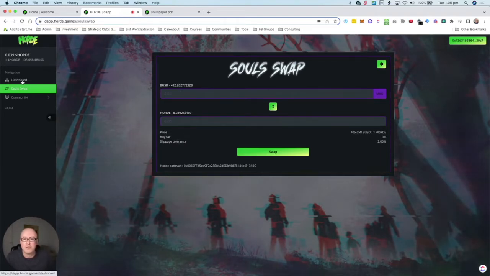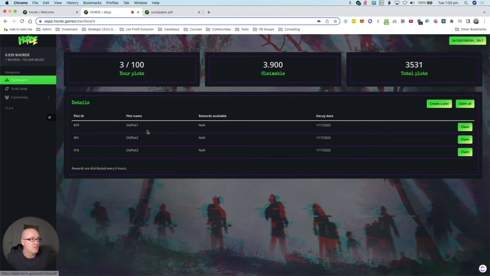Then you go to the dashboard and you use your HORDE to buy a plot by clicking on this button here, create a plot. Now, each plot costs 10 HORDE. So there's your minimum investment. You can't buy part of a plot. You can only buy a whole plot. As you can see, I've got 3 of them here.